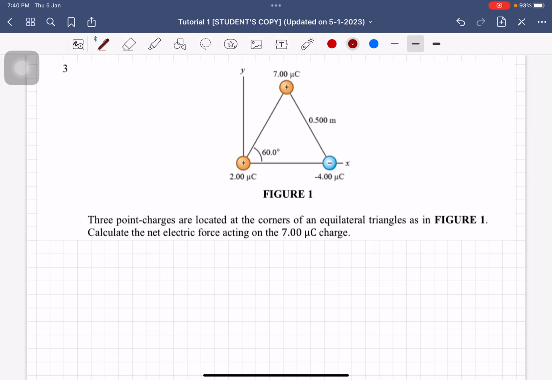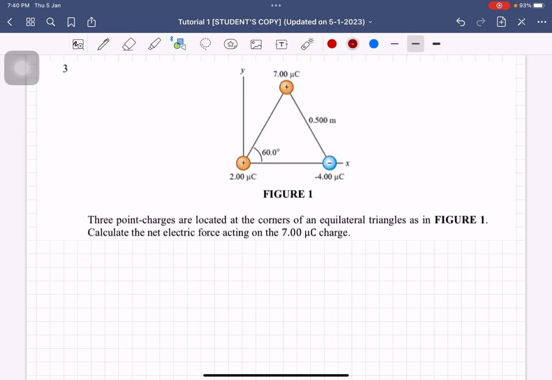Okay, so question number 3. There are 3-point charges located at the corners of an equilateral triangle. Equilateral triangle tells us this is 60, this is 60, all here, and the edges would be 0.5 meter as well. We have to calculate the net electric force acting on the 7 microcoulomb charge. Okay, force again.